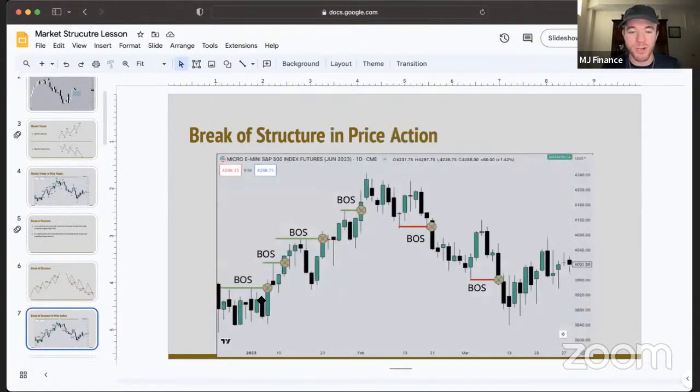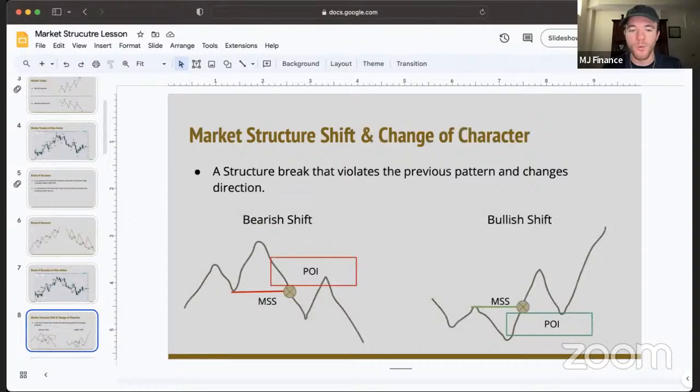And this is how it looks in price. As you can see, break of structure above the most recent swing high in an uptrend, break of structure below the most recent swing low in a downtrend. So what we're going to start to base this off of, now this is my bread and butter for market structure and for identifying my trades.